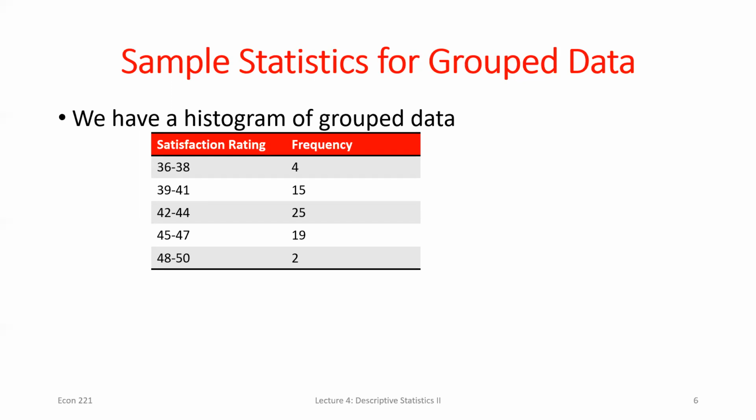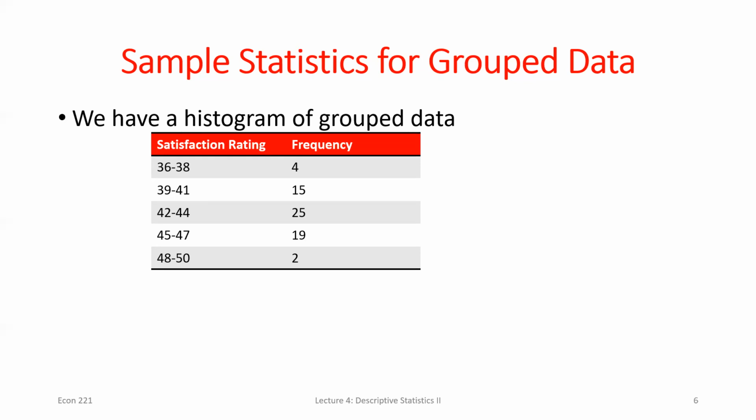The problem is, what do I use for my X values? The variable I'm interested in here is this satisfaction rating. I forget, there's some data set, like the satisfaction rating of some service, right? Like it might have been a hotel or something like that, and people just ranked how satisfied they were. And they were all integer values. So there were 4 people that responded with either a 36, 37, or 38. 25 people responded with either 42, 43, or 44.